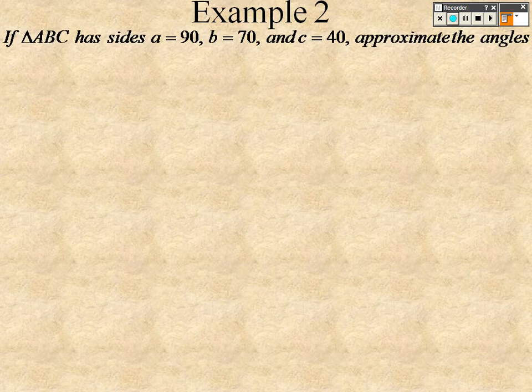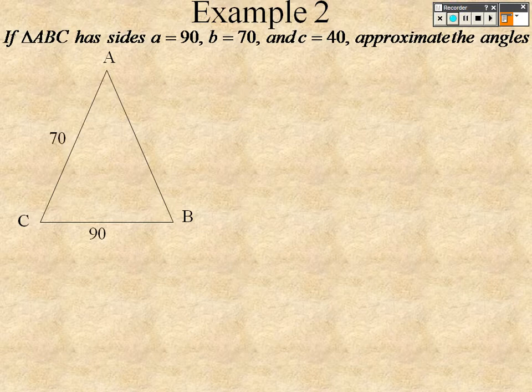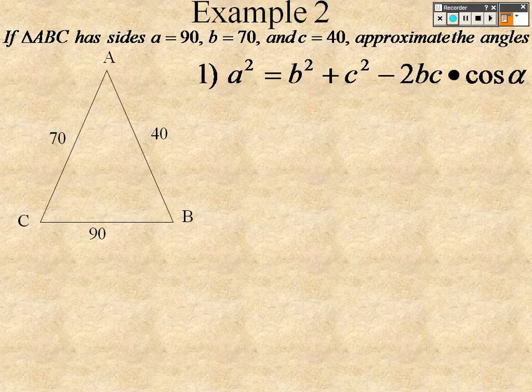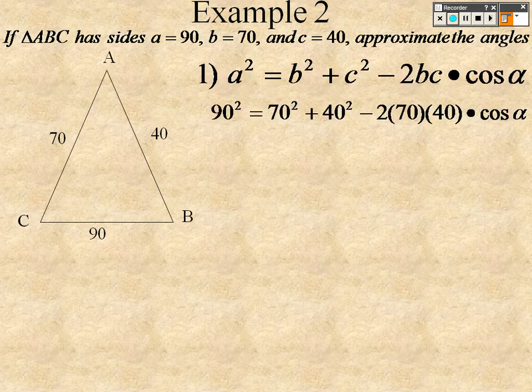So example 2, you have a triangle and you know all three sides, but you don't know any angles. So it doesn't matter which formula you use. Honestly, it doesn't matter which one of those three law of cosines you use. I normally just use the first one because it's the one that I try to remember the most. So I plug in everything. I have 90 squared equals 70 squared plus 40 squared minus 2 times 70 times 40 times cosine of alpha.